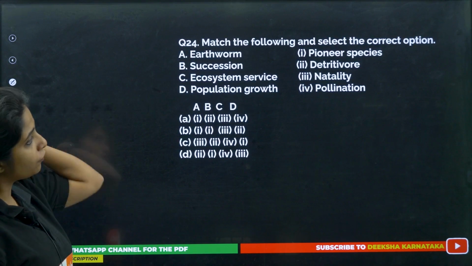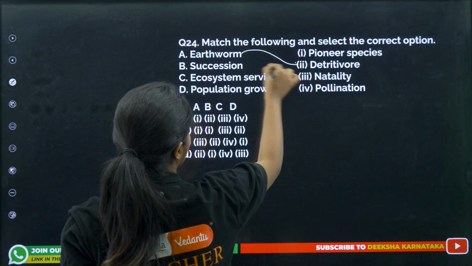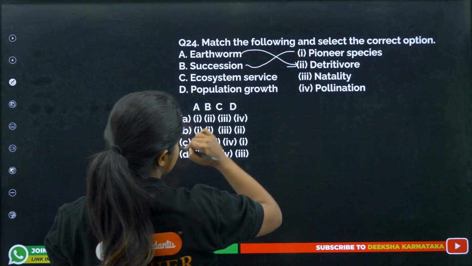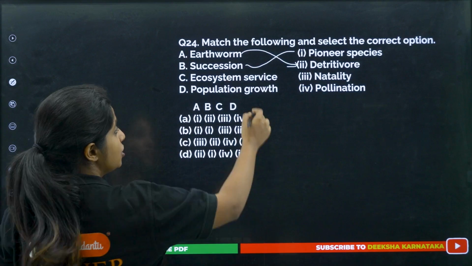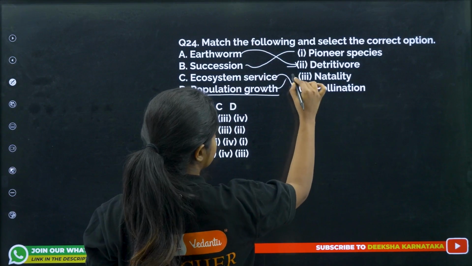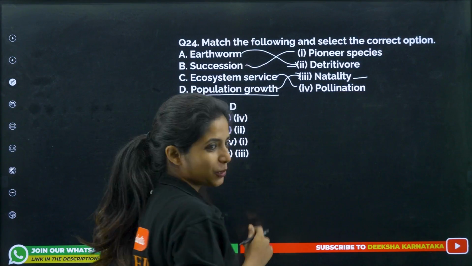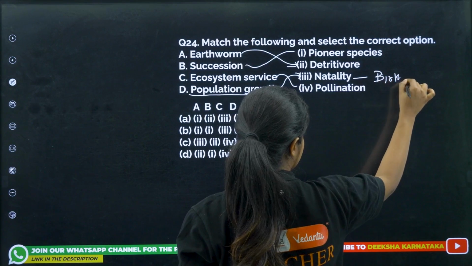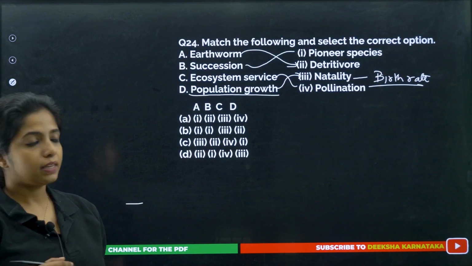Next, match the following and select the correct option. Earthworm. Earthworm is what? A detritivore. Succession. Succession is linked with pioneer species. Ecosystem service. What service does ecosystem provide us? Pollination is one such service that ecosystem provides us. Okay. Population growth is linked with natality. Natality means what? Birth rate. Death rate means mortality. So population growth is linked with natality.